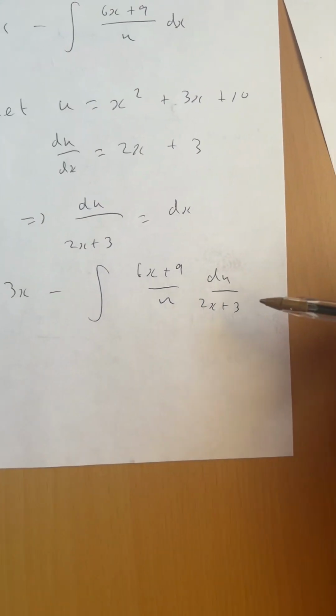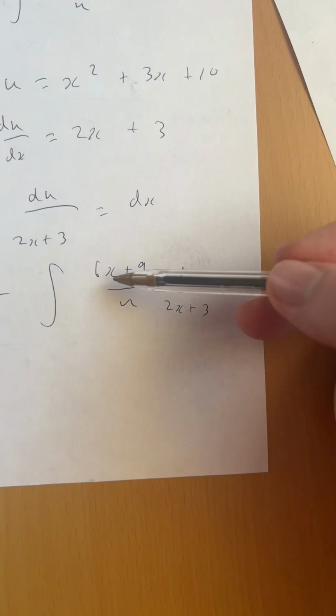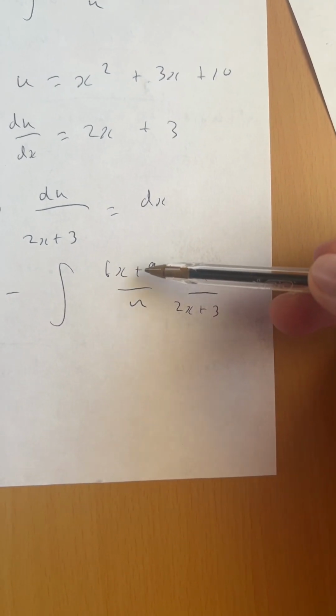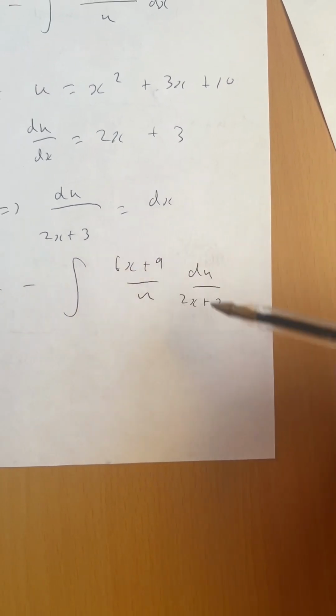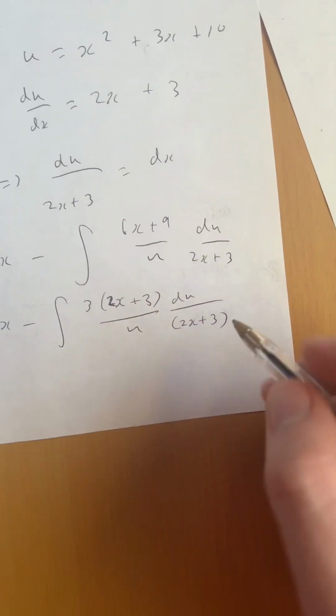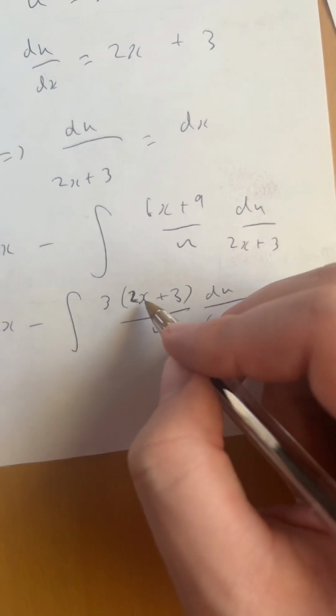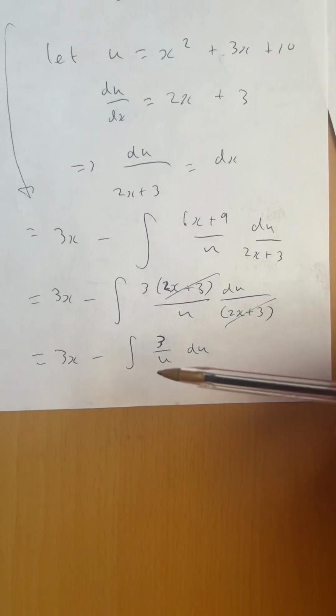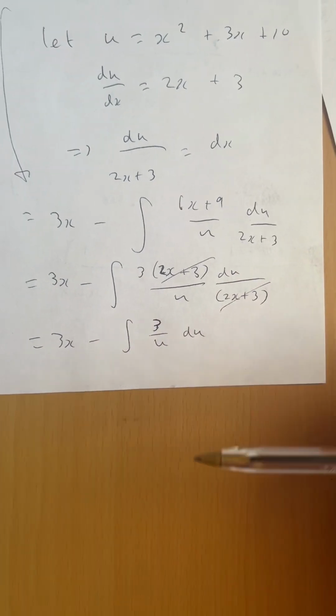So now the trick is to notice how you can actually factorize out a 3 on the top. So factorize out a 3 on the top of this fraction there. And then what you can do is just cancel out the 2x plus 3 there and there. So now we're left with integrating 3 over u with respect to u.